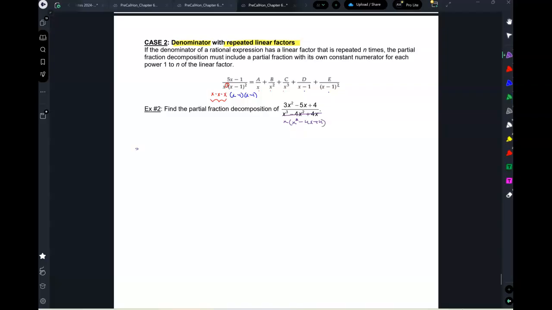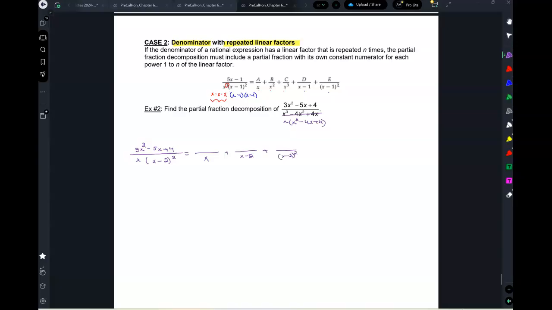By the way, is this an improper fraction? No, because the numerator on the top has a lower degree. So I don't need to divide. So 3x squared minus 5x plus 4 over x, and when I factor that one, I actually get x minus 2 squared. So I'm going to get 1 for the x, 1 for the x minus 2, and 1 for x minus 2 squared.